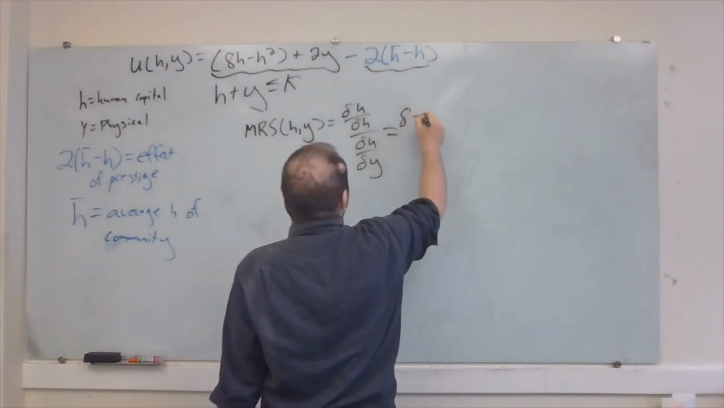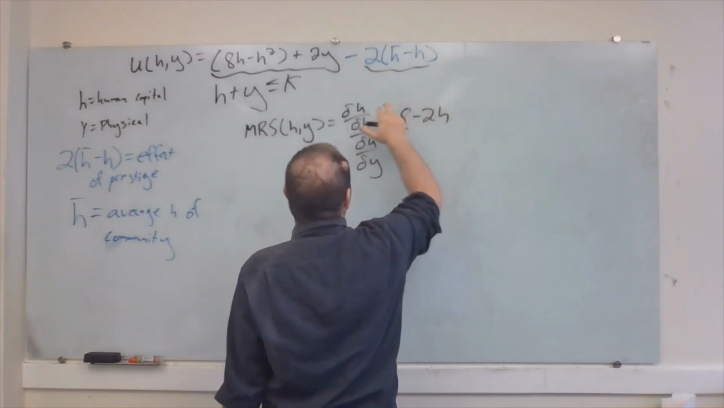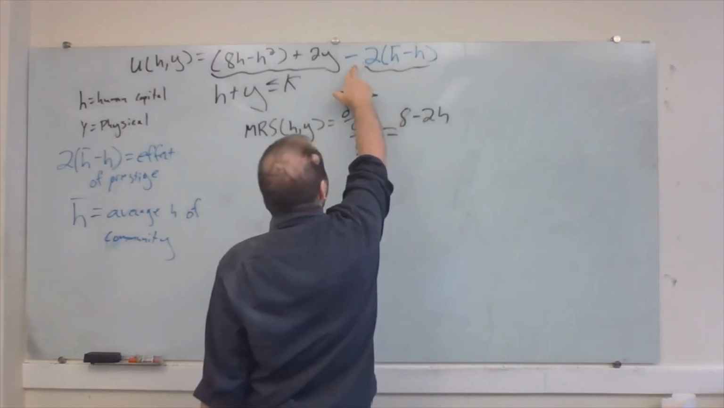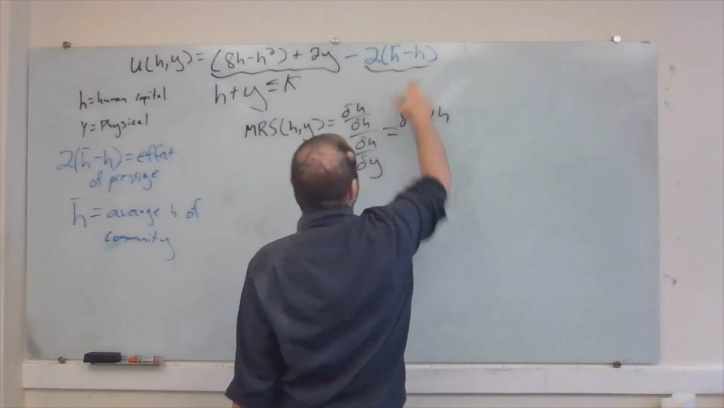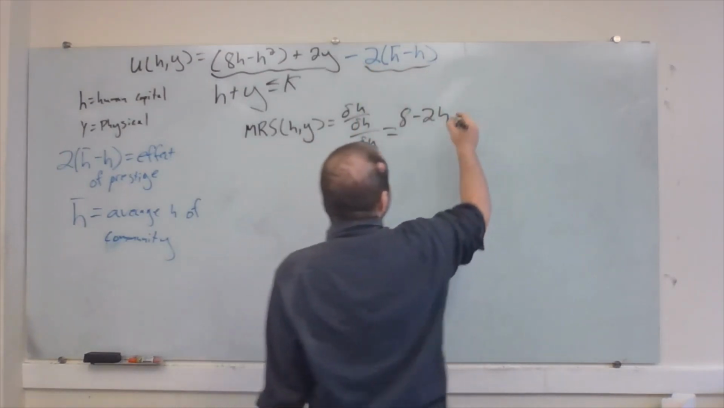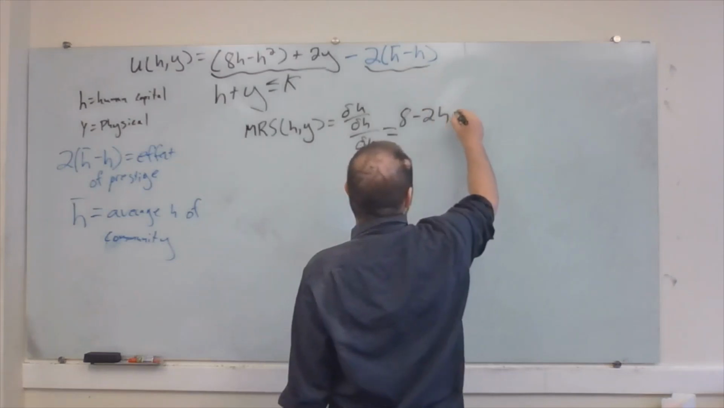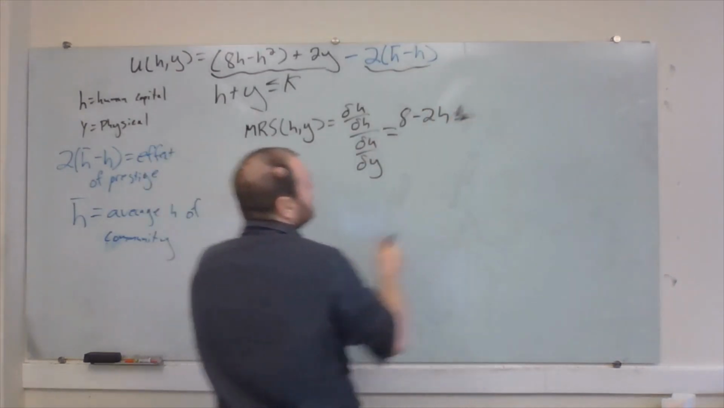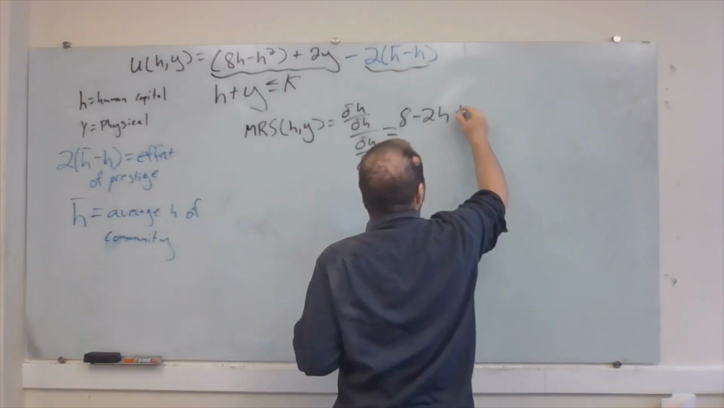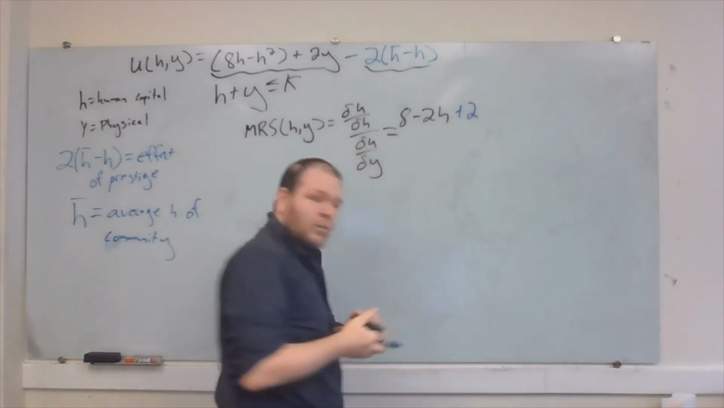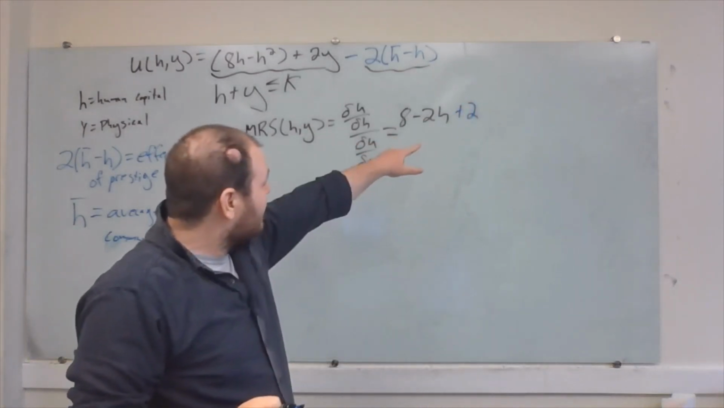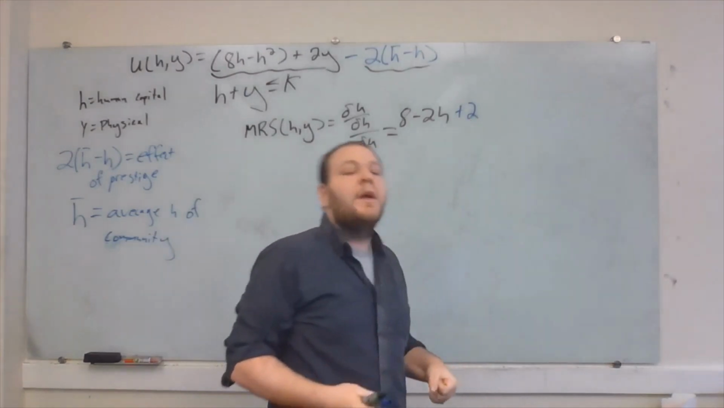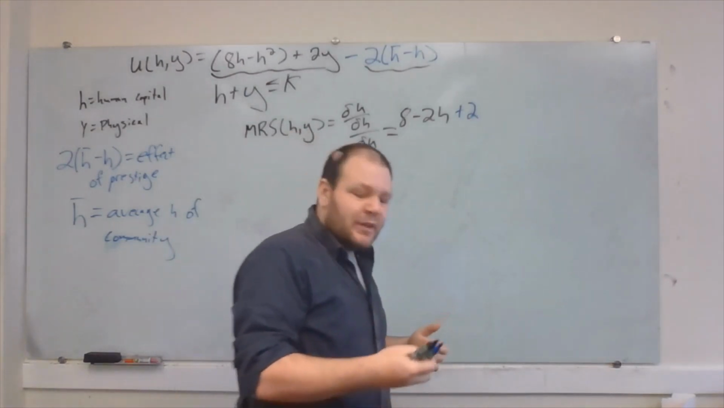8 minus 2h, just as before, but then plus the derivative of this part, right? So minus the derivative of 2 times h bar minus h with respect to h, which is just going to be minus -2, or, I'll do it in blue, plus 2, right? What's happening here? This plus 2 is essentially representing the social pressure on you to be more educated than all of your siblings and all of your cousins.